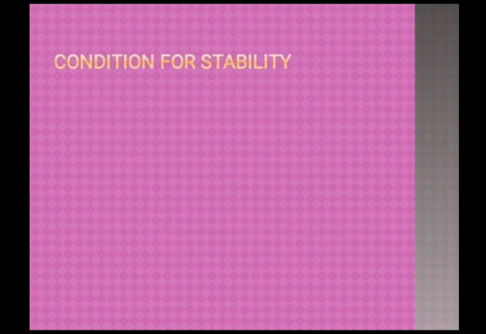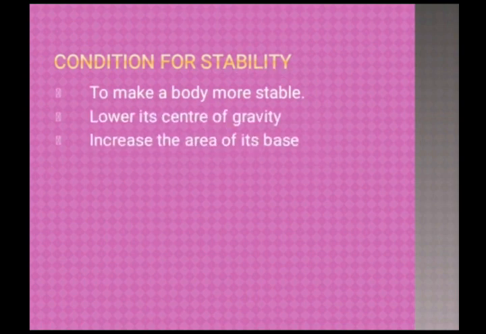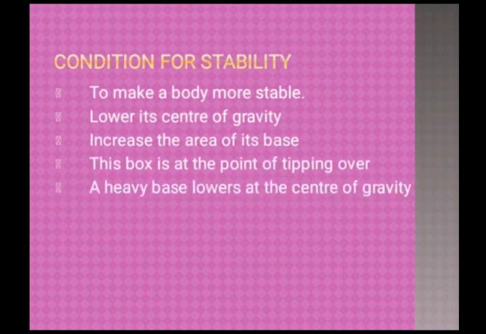Next, condition for stability. To make a body more stable, lower its center of gravity and increase the area of its base. This box is at the point of tipping over. A heavy base lowers the center of gravity, so the box does not tip over.